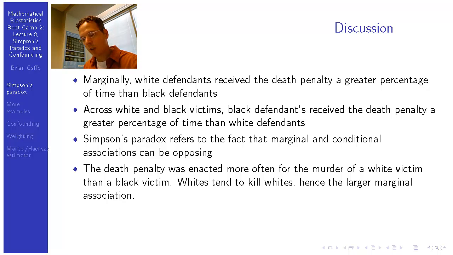for example, juries tend to causally convict black defendants more often than they convict white defendants. If you were to make that causal statement, then it is impossible for marginal and conditional causal statements to disagree.